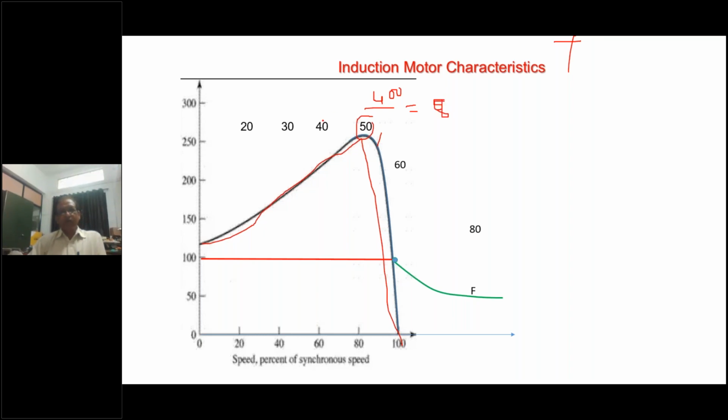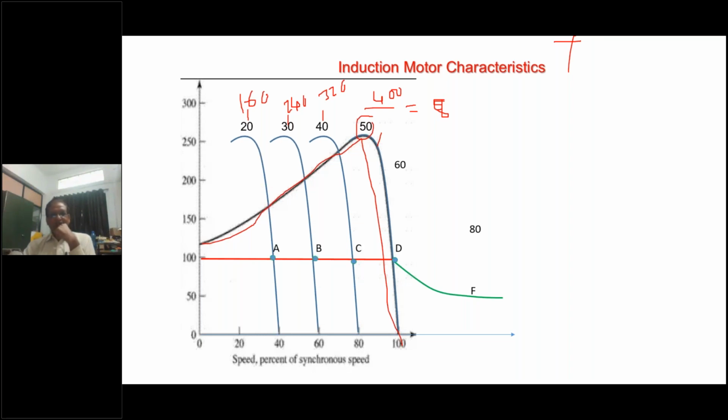So when frequency is 40 hertz, at that time voltage should be 320 volt. When frequency is 30, at that time voltage should be 240 volt, and here voltage should be 160 volt. So the inverter which is supplying the induction motor must have variable voltage and variable frequency. Here you can see different torque speed characteristics for different voltages and frequencies.